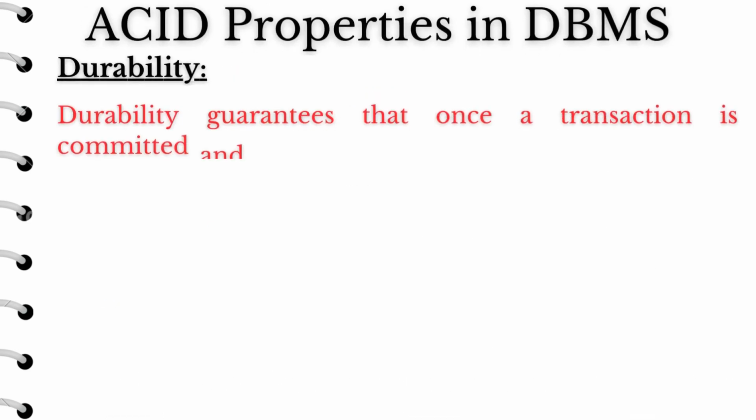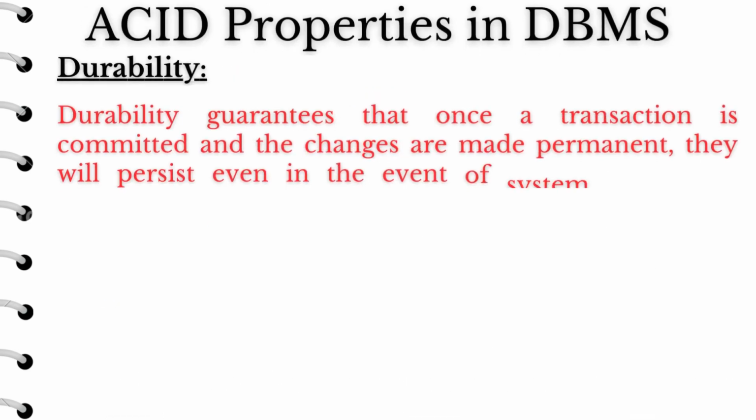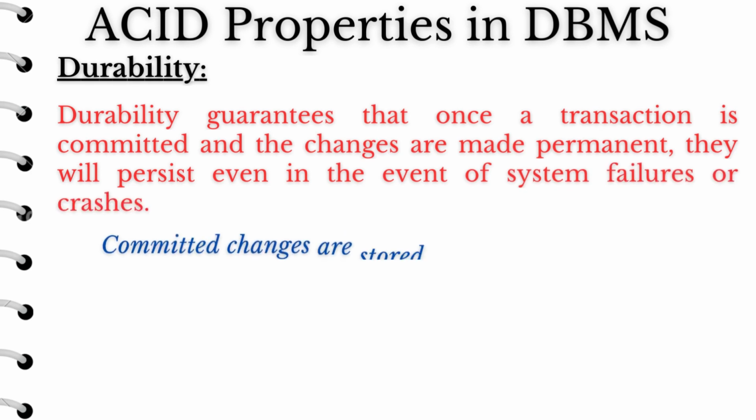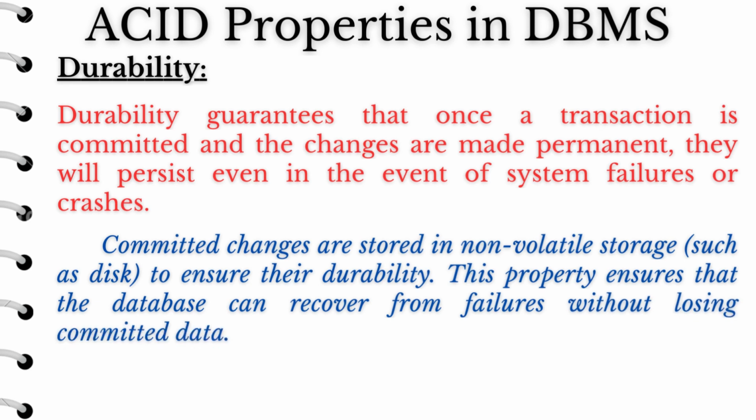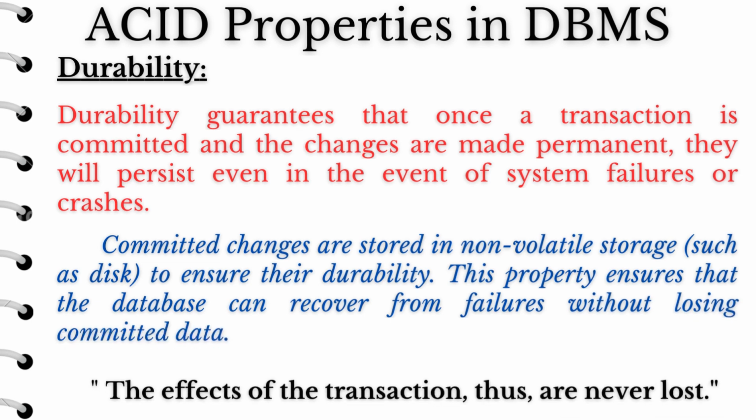Durability. Durability guarantees that once a transaction is committed, and the changes are made permanent, they will persist even in the event of system failures or crashes. Committed changes are stored in non-volatile storage, such as disk, to ensure their durability. This property ensures that the database can recover from failures without losing committed data. The effects of the transaction, thus, are never lost.